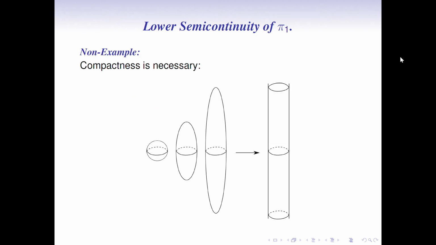We can also see that when we remove the compactness hypothesis, the lower semi-continuity of the fundamental group does not hold. We have a sequence of ellipsoids that converges to the cylinder S^1 × R. Every element of the sequence is simply connected. However, the limit has non-trivial fundamental group. I really like this example because we get to see exactly what goes wrong in the non-compact case.